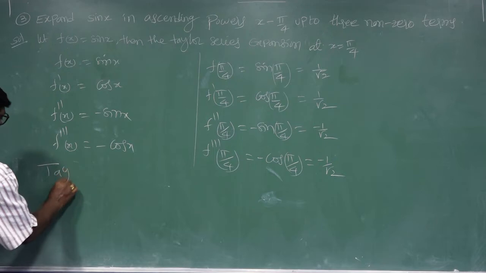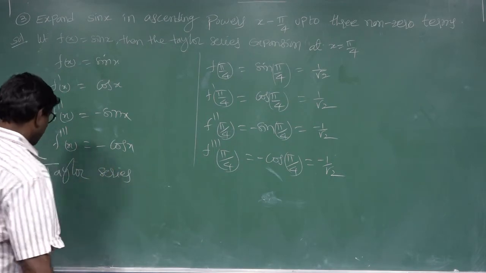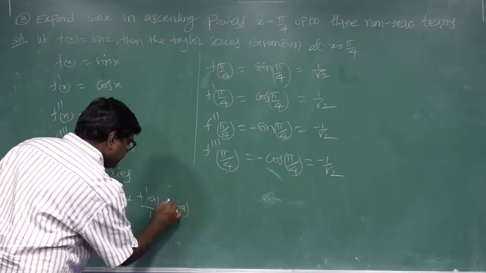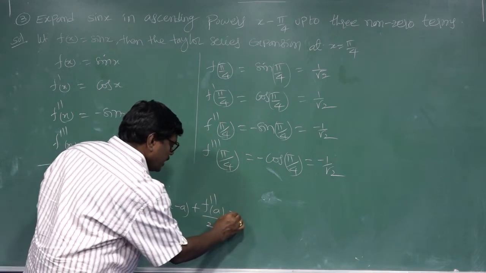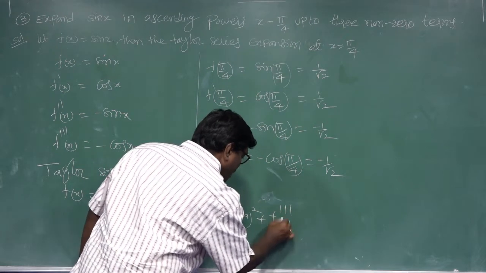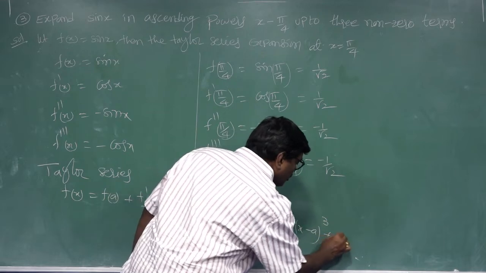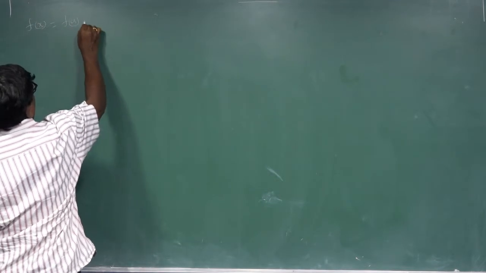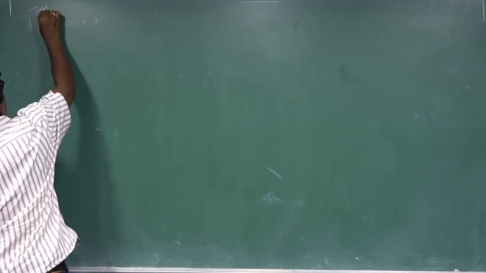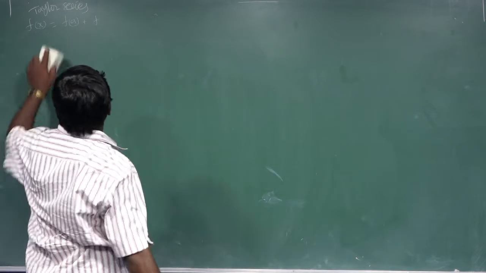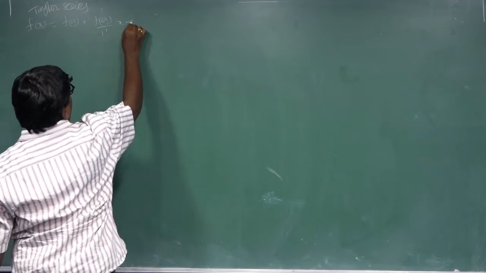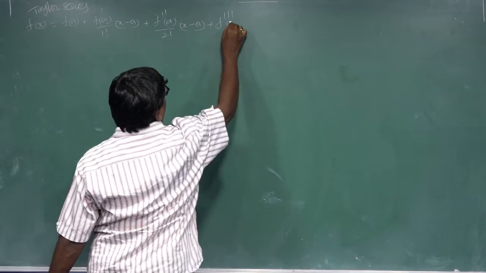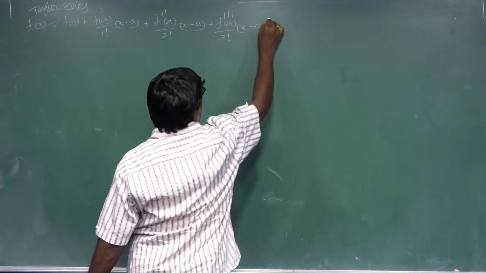Next, the Taylor series: f of x equals f of a plus f dash of a by 1 factorial into (x minus a) plus f double dash of a by 2 factorial into (x minus a) whole square plus f triple dash of a by 3 factorial into (x minus a) whole cube plus so on.